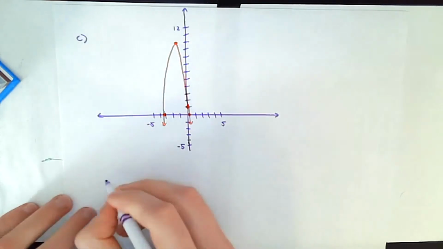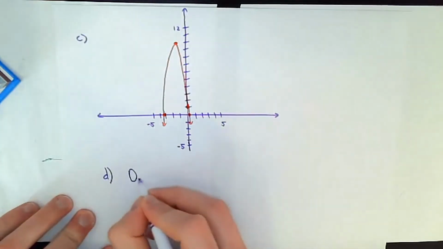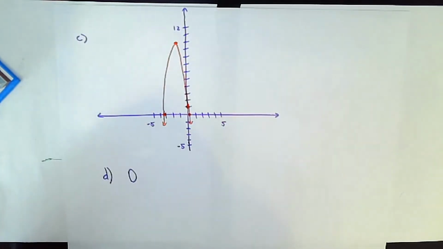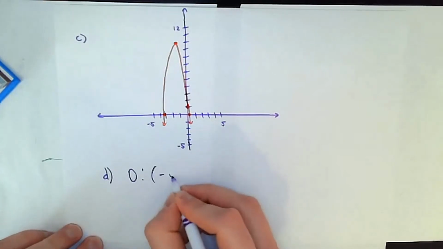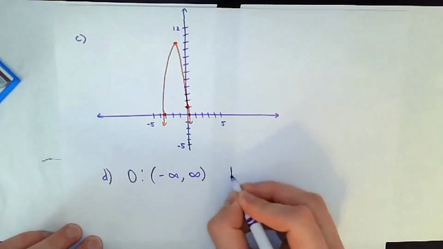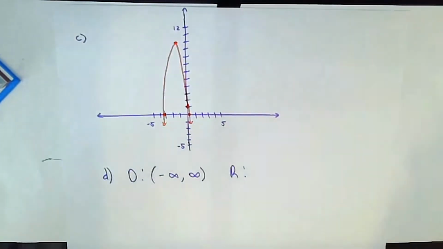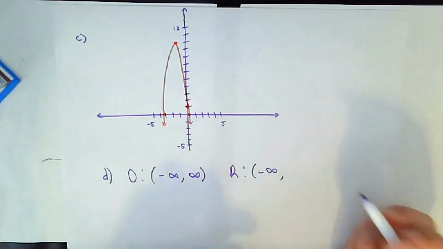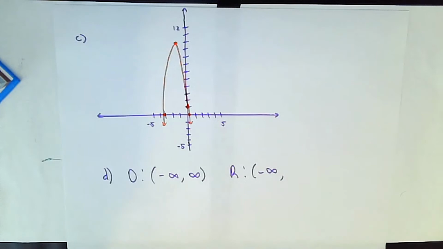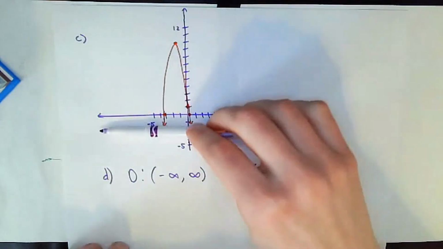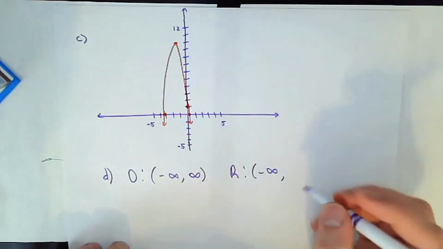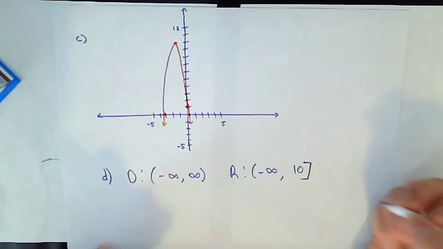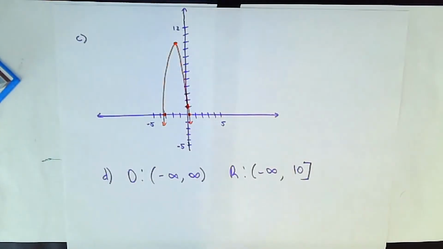Part D, domain, whatever, I'll do it in purple. Domain is completely unbounded, and range, this time it's pointing down, so it does not have a lower bound. Its lower bound is just -infinity, right? But it does have a highest y value. The highest y value it ever hits is 10. So your range is going to be flipped over when it's pointing down.